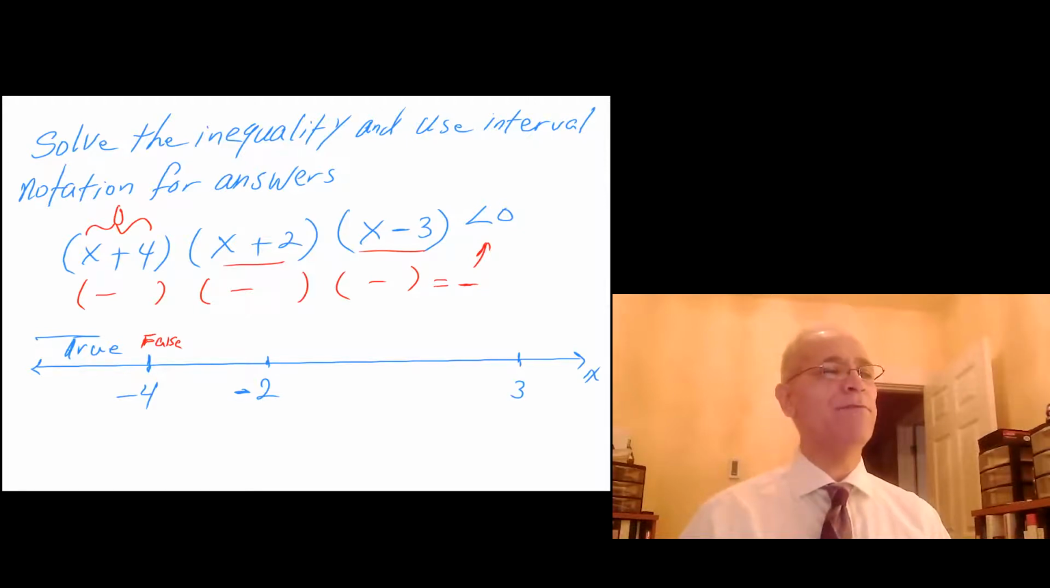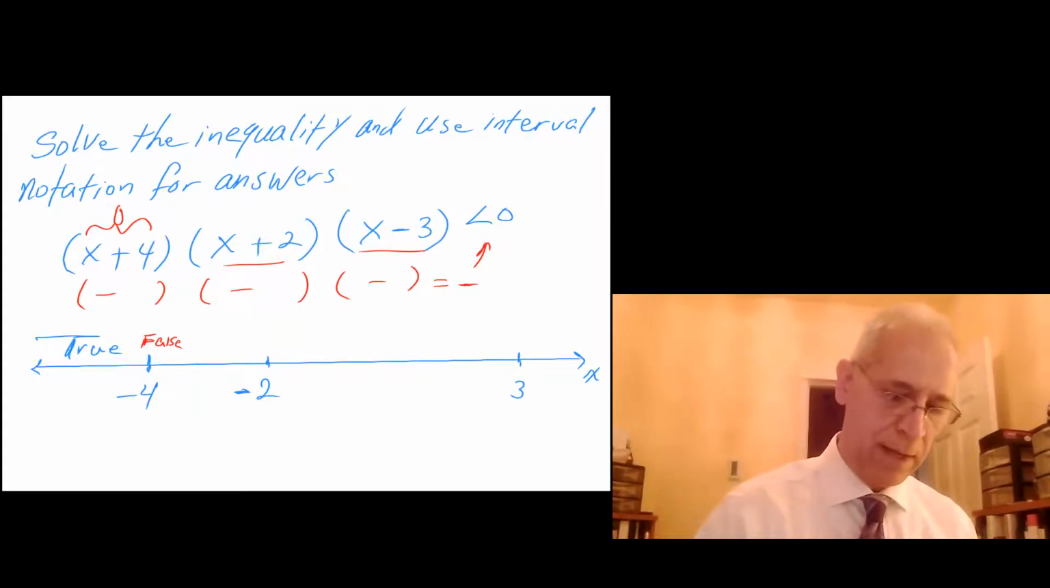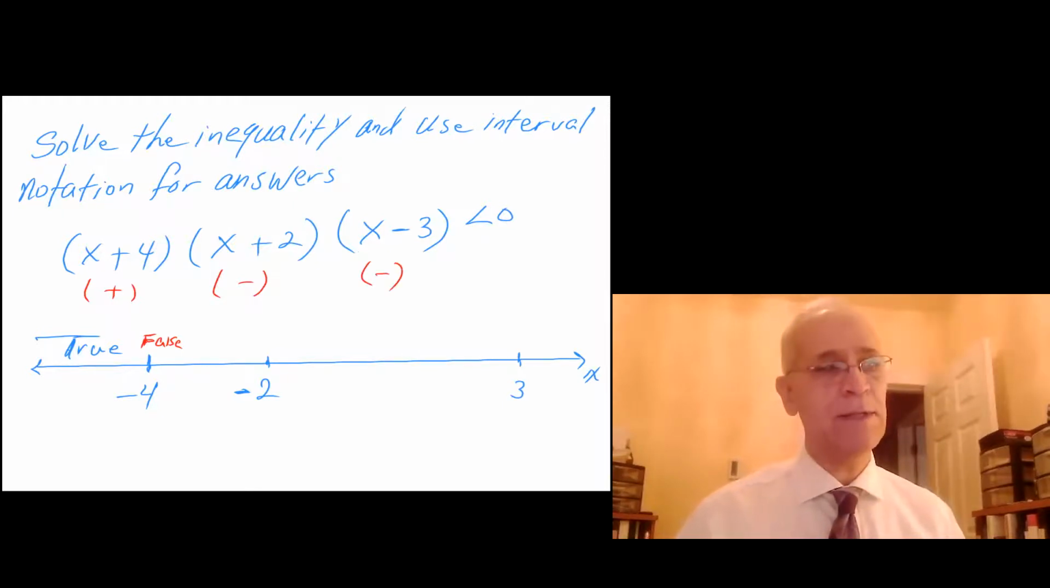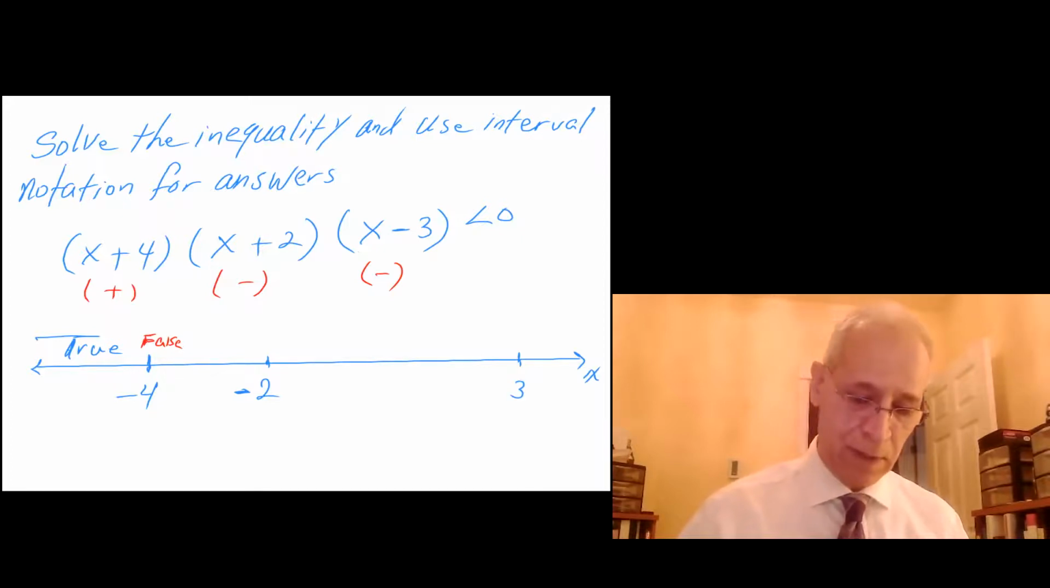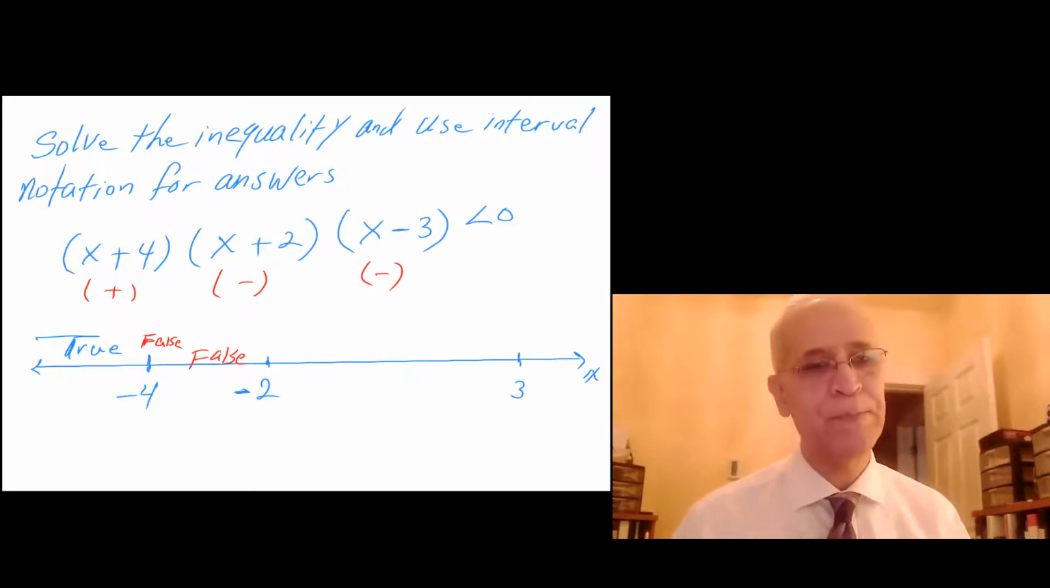How about a number between -4 and -2? Let's say -3. If I plug in -3, I get a positive value in here, a negative value in here, and another negative value in here. And positive times negative is positive. A positive value cannot be smaller than 0. So I'm going to put false for all the values between -4 and -2.